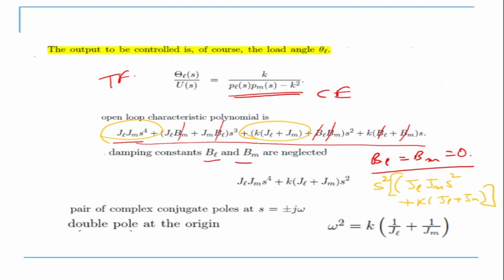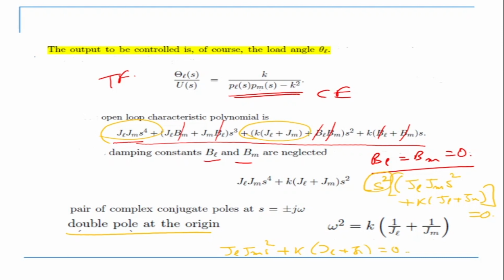Now if I equate this to 0, it basically means that you have a double pole at the origin. So s squared is equal to 0 means you have two roots at 0. So we have a double pole at the origin and we have a pair of complex conjugates. From the remaining term, JL JM s squared plus K into JL plus JM is equal to 0.